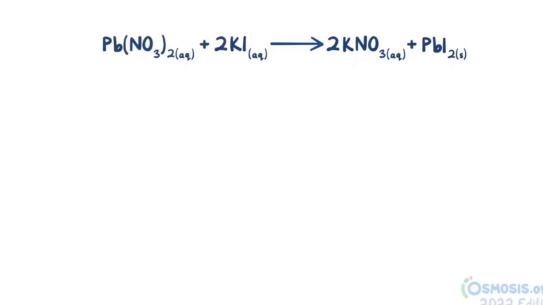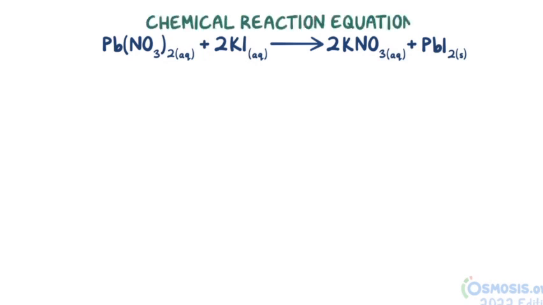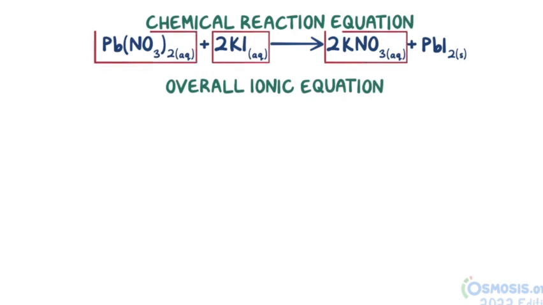We count and find that we have one lead ion and two iodide ions on both the right and left sides, and so our reaction is balanced. Now we want to take this chemical reaction equation and turn it into an overall ionic equation. This process consists of taking each aqueous compound in the equation and writing it out in terms of its constituent ions. When we write these out, we need to take care to keep the coefficients of each ion intact.